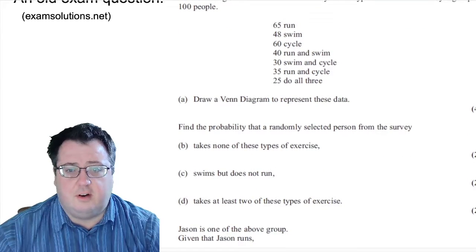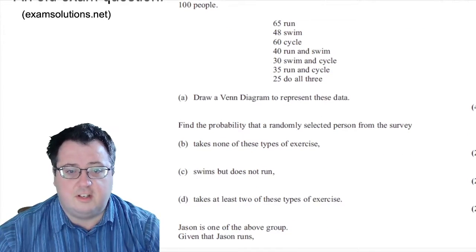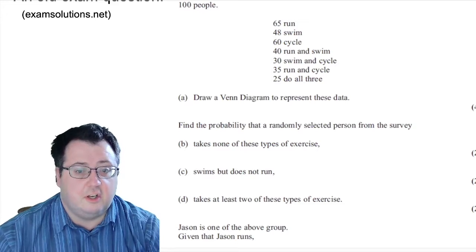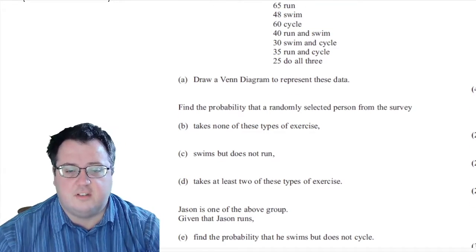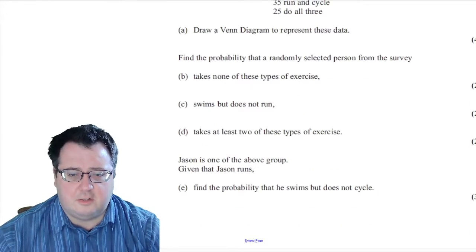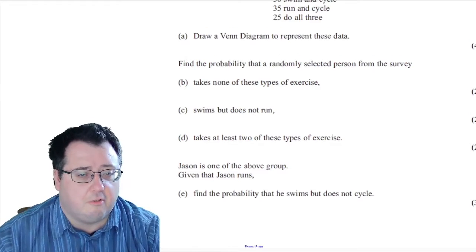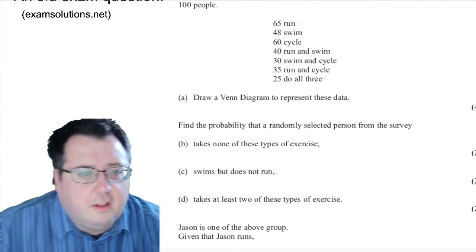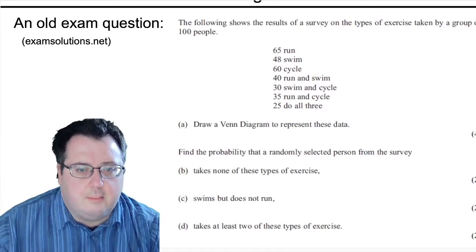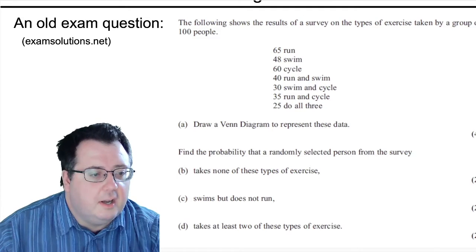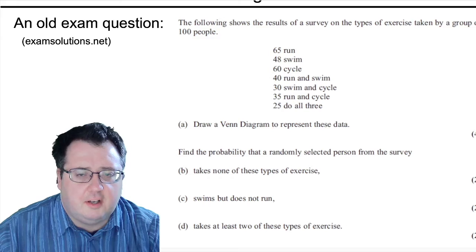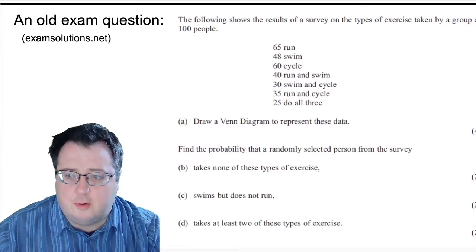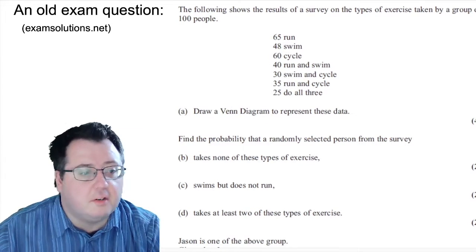Find the probability that a randomly selected person from the survey takes none of these types of exercise, swims but does not run, and takes at least two of these types of exercise. And then the last part is a more difficult question on conditional probability. I will go through it, but I think the most important part here is to be able to draw the Venn diagram and be able to generate the rest of the question for 10 marks.